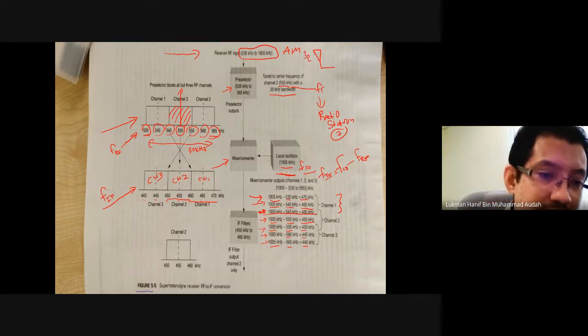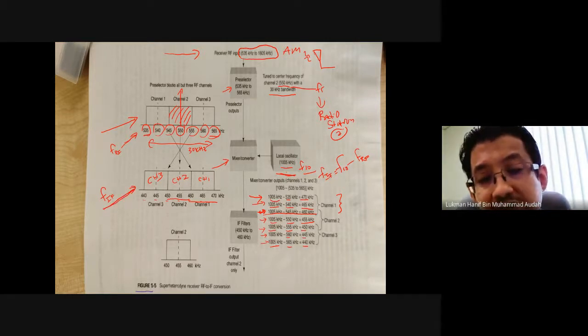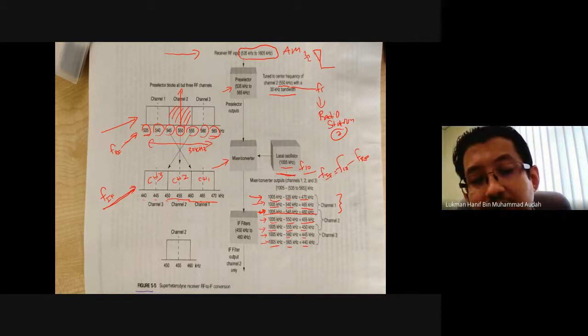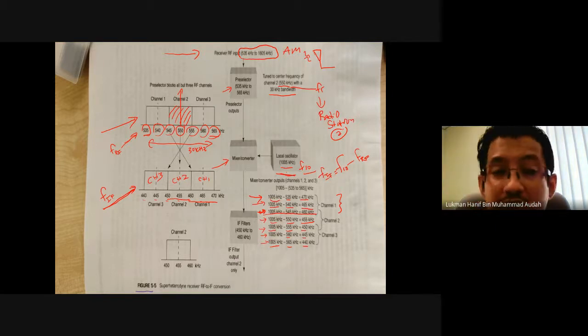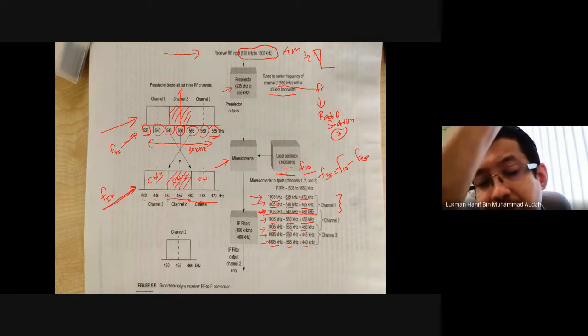So keluaran daripada mixer converter, we get this one, FIF. So nampak, we still have 3 channels. But I only want to listen to one channel only. I want to listen to channel 2 actually, because I tuned to 550.